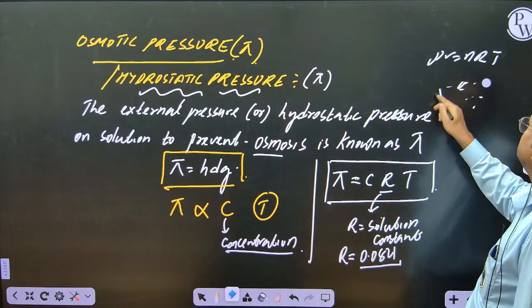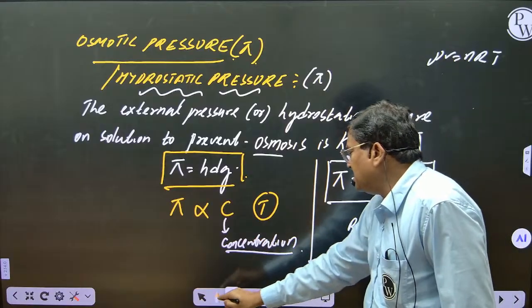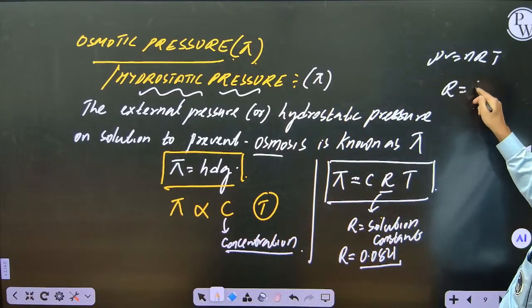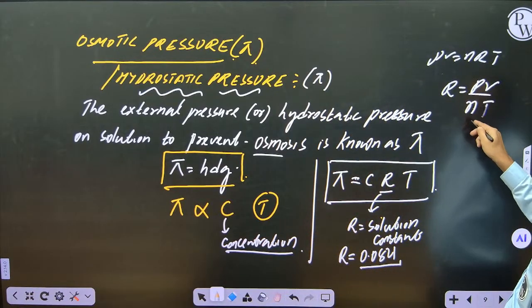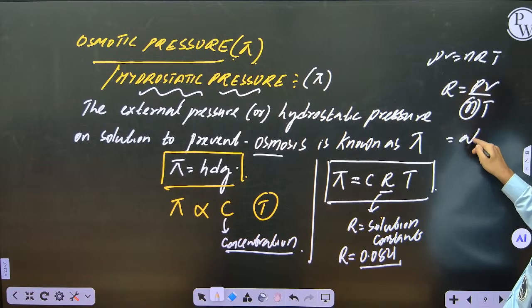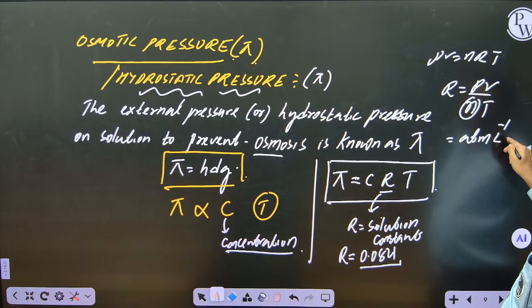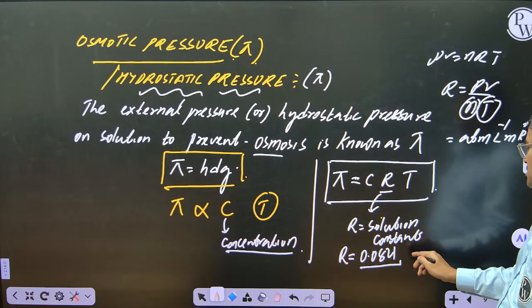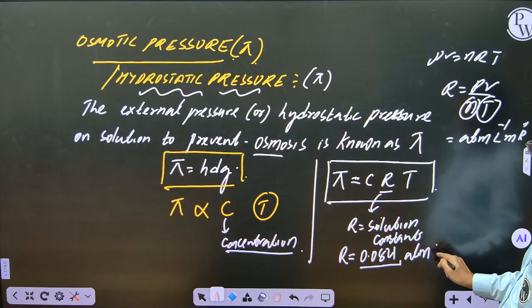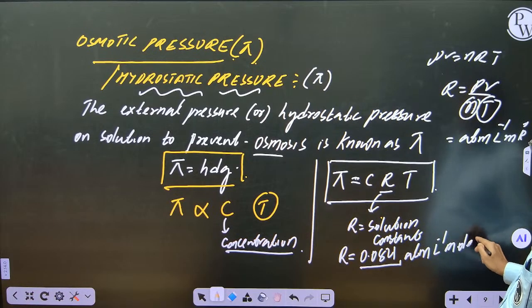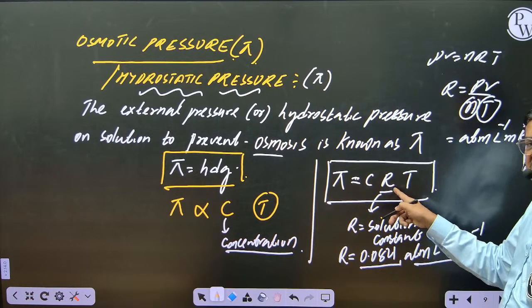When you bring this from PV equals nRT, what relation do we write? R is equal to PV by nT. For 1 mole of the gas, what do we write? Atmosphere liter per mole for the given constant temperature. So its unit will be atmosphere liter per mole. This is the value of R, the solution constant.